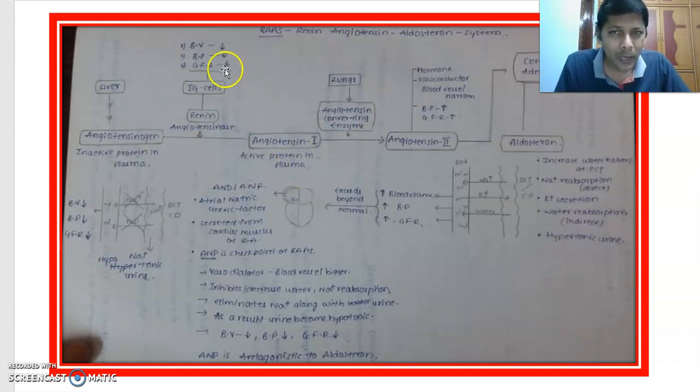When there is a fall in blood pressure, fall in GFR, and fall in blood volume, angiotensin 1 is converted to angiotensin 2 by the lungs. The lungs produce angiotensin converting enzyme, abbreviated as ACE, which converts it into angiotensin 2. Now angiotensin 2 is doing two things here.